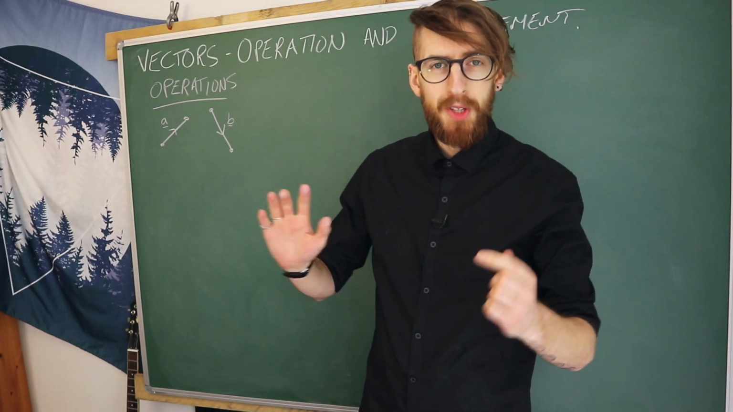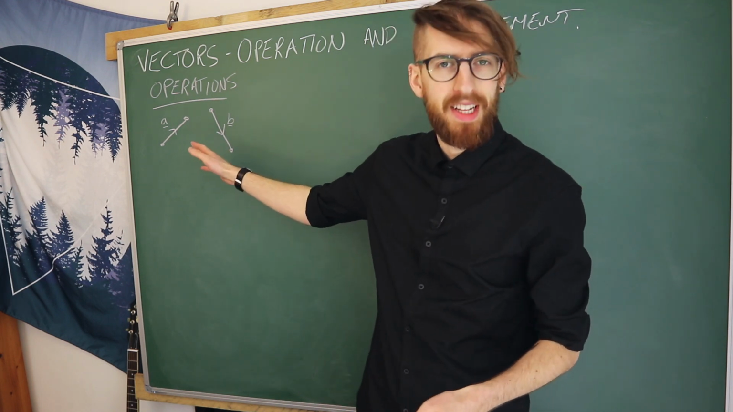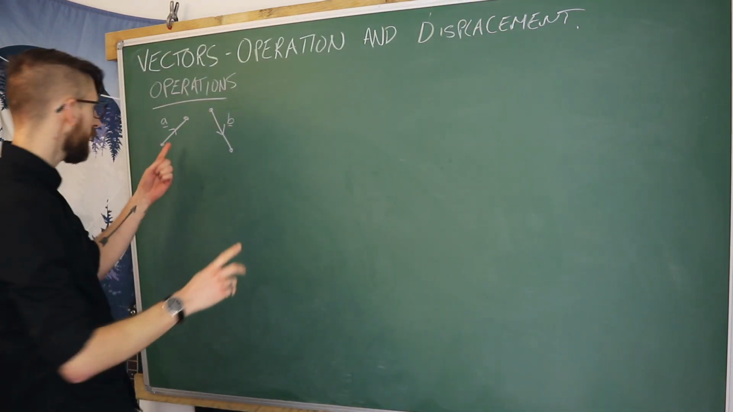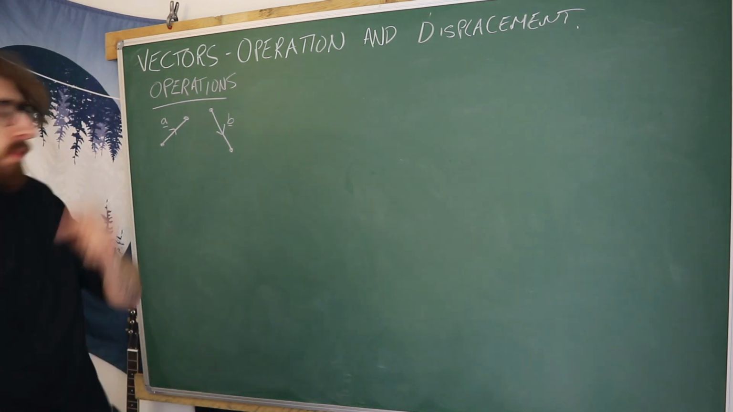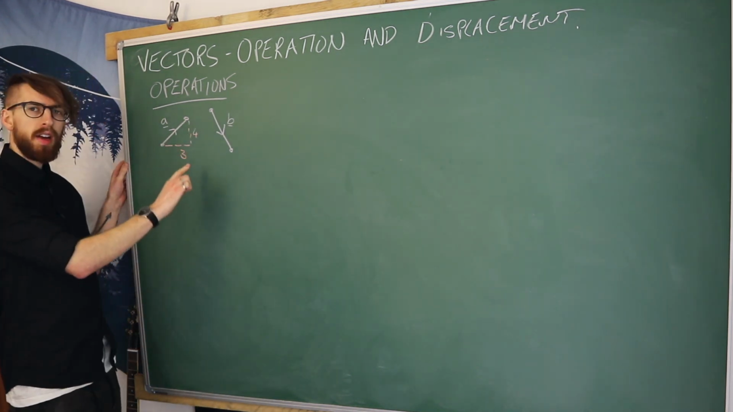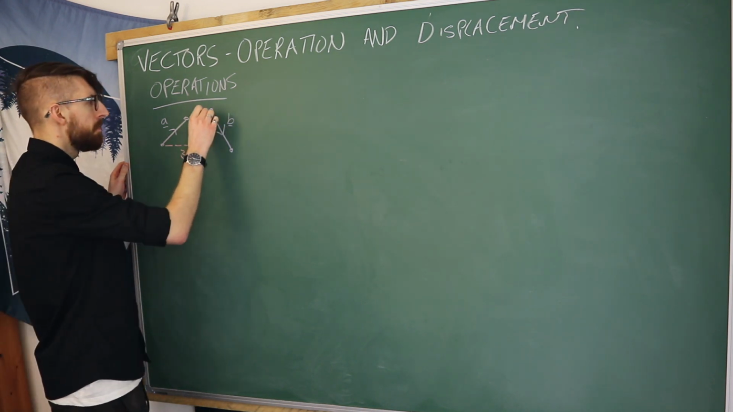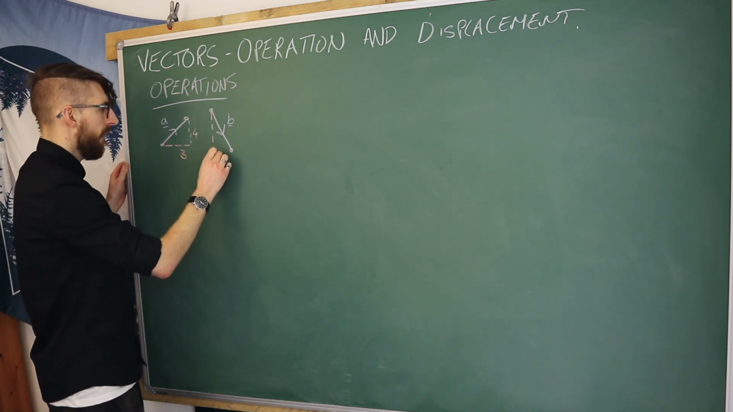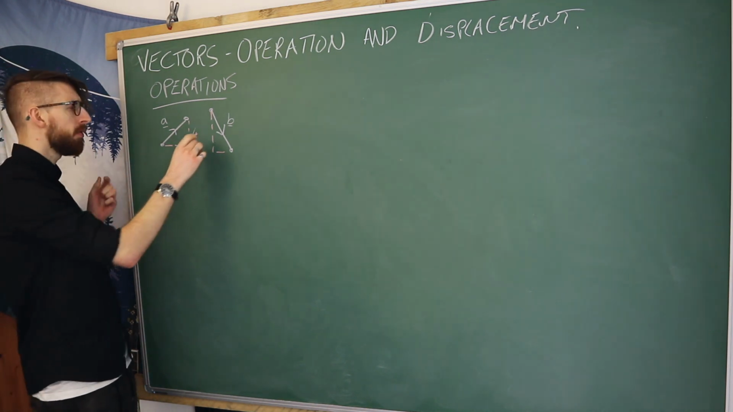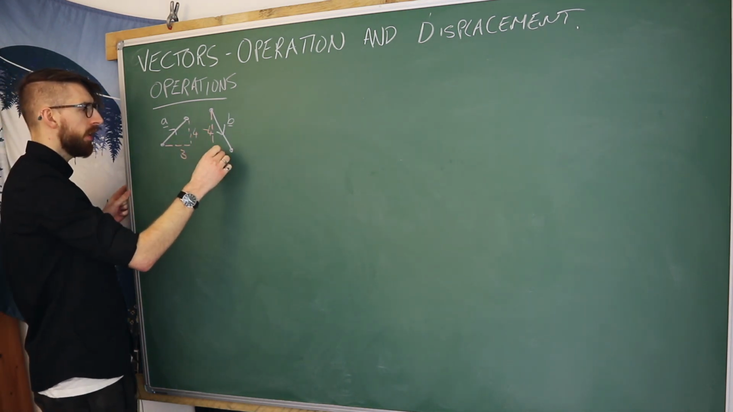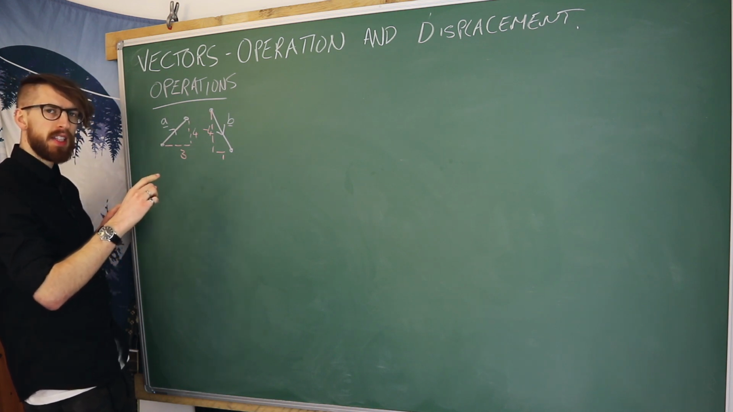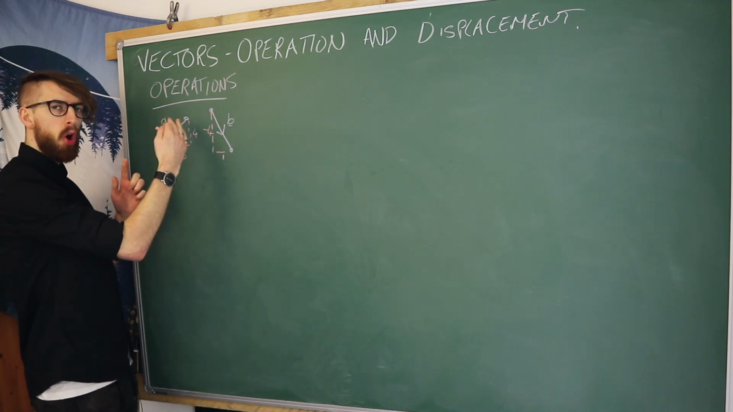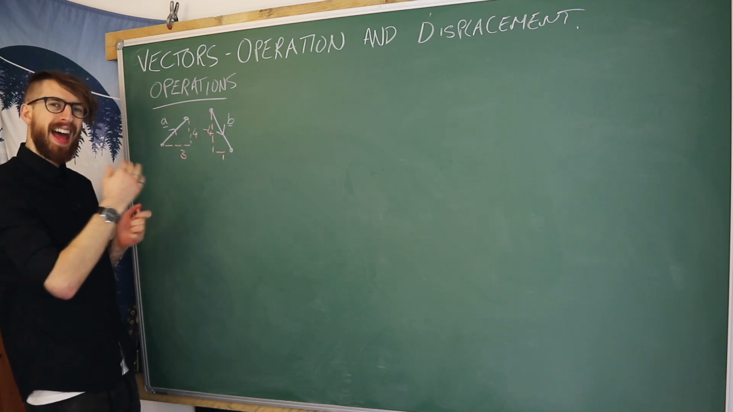Right, to get us started on this, we're going to look at two bog standard vectors. We've got vector A, let's say it goes along 3, up 4. Then we've got another vector B, which goes, let's say, down 4 and across 1. If we added these two vectors together, what we're actually doing is putting them end to end.